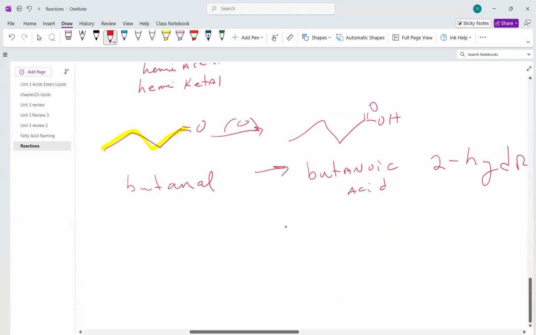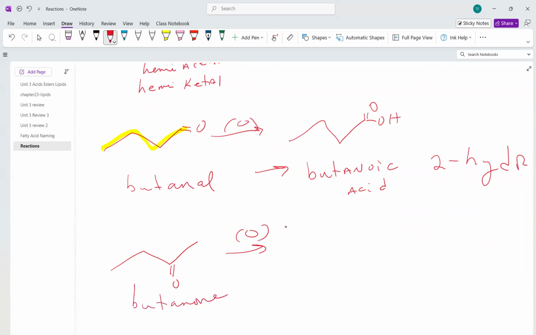Let's take this same 4-carbon unit and make it into a ketone. So we're going to take 2-butanone and oxidize it. What are we going to get? Nothing, because ketones can't be oxidized. There's an H here, no H there. Oxidation requires an H on the carbon that's going to be oxidized. No H there, no oxidation.